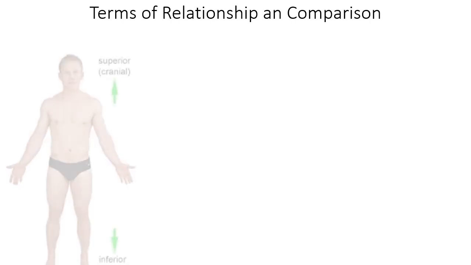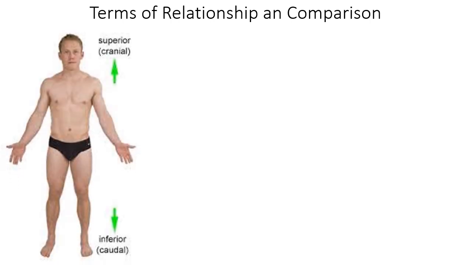Okay, so now let's look at the terms of relationship and comparison. Let's look at these first two terms, superior or cranial and inferior or caudal. Cranial means towards the head, and caudal means towards the tail. When a body part is superior, it means that it is towards the head. So for example, let me use the umbilicus and the nipples. We can say that the umbilicus is inferior to the nipples, and the nipples are superior to the umbilicus. That is how you use the inferior and superior terms.